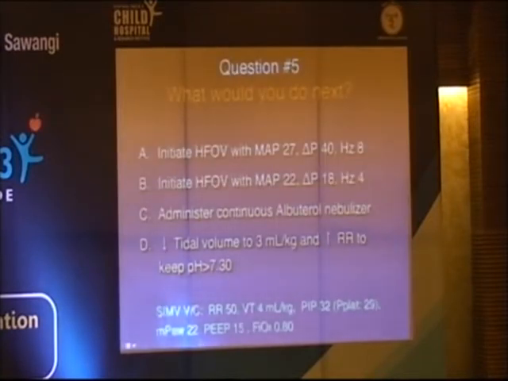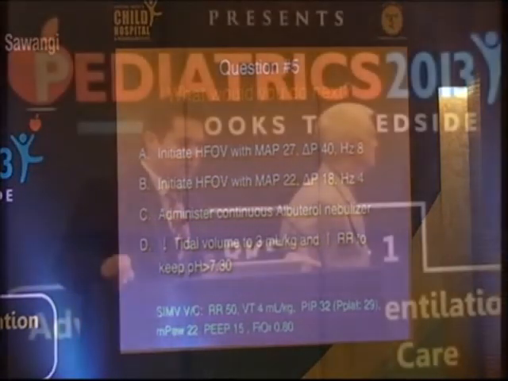A: Initiate high frequency at a mean airway pressure of 27 and a delta pressure of 40, Hertz of 8. B: Initiate high frequency oscillatory ventilation with a MAP of 22, a delta pressure of 18, and a frequency of 4. C: Administer continuous albuterol. Or D: Reduce your tidal volume to 3 mLs per kilo and increase the respiratory rate to keep the pH greater than 7.30. How many of you say A? B? Okay, there's one. Okay, A.